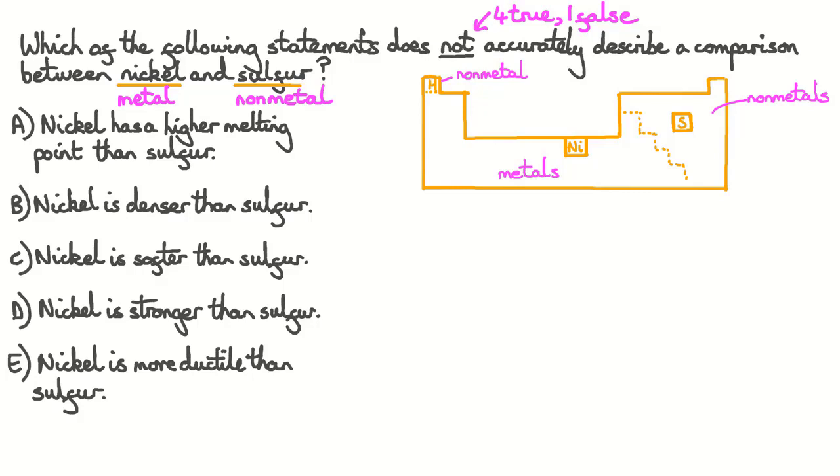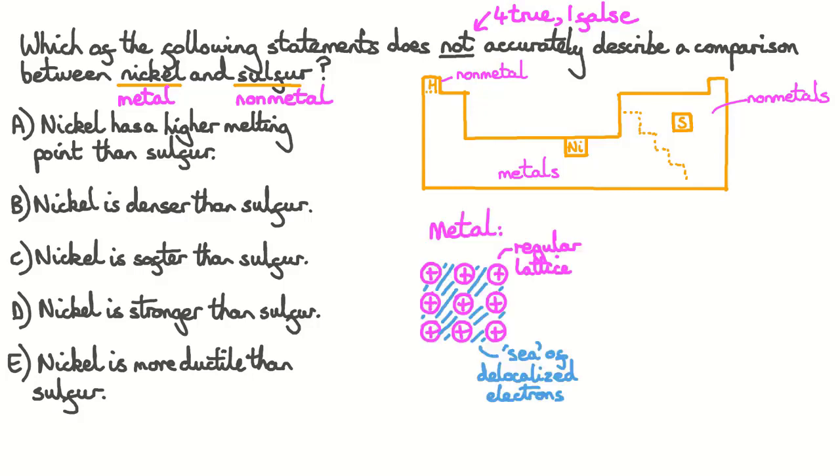The properties of a metal or nonmetal are often due to the structure. So let's remind ourselves of the structure of a metal and nonmetal. A metal is made up of a closely packed, regular lattice of atoms.